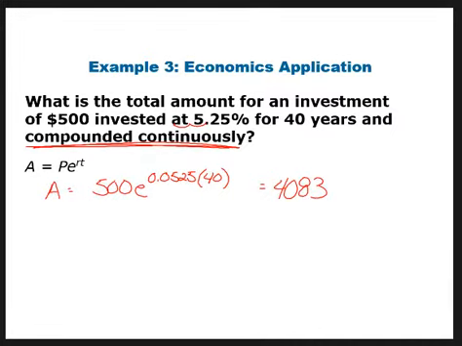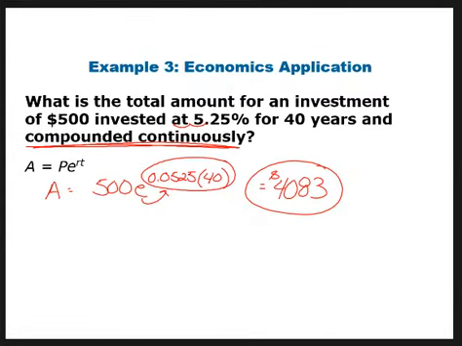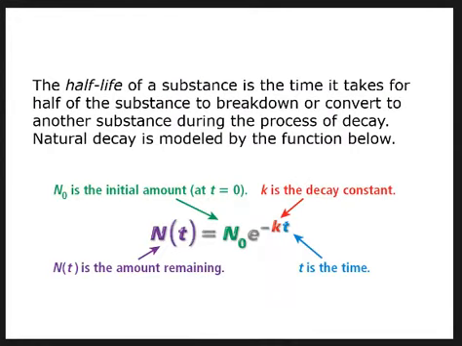So basically what that's saying is that your final amount will be $4,083 if you compound it continuously at 5.25% for 40 years. So again, it's just a matter of evaluating this part first, figuring out what your exponent is, taking e and raising it to whatever you get for that product, and then multiplying by 500, and that'll give you your answer. We're not really doing anything outside of the box, so to speak. We're just showing how e can be used to help us deal with interest or application problems of that nature.